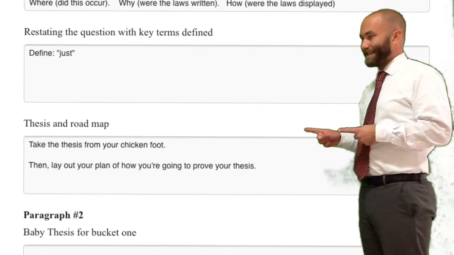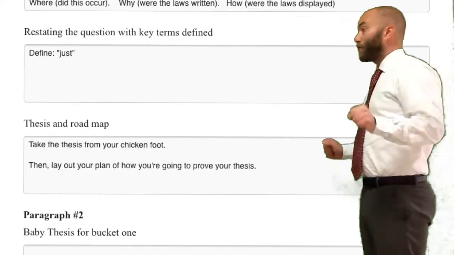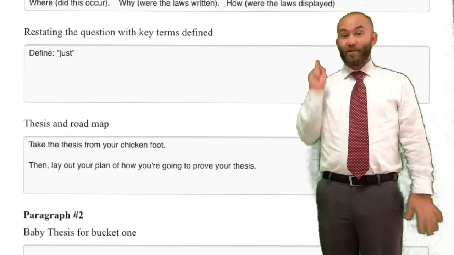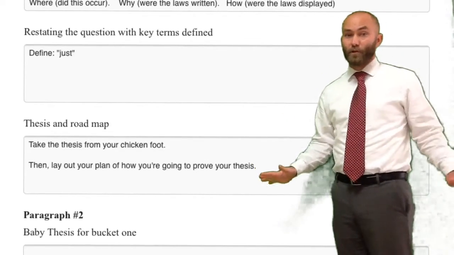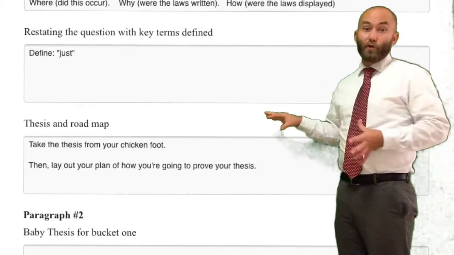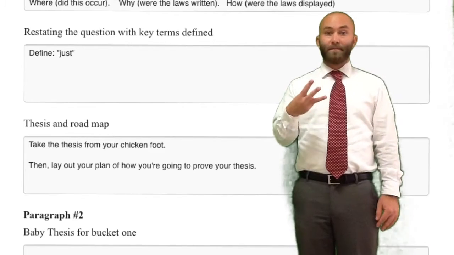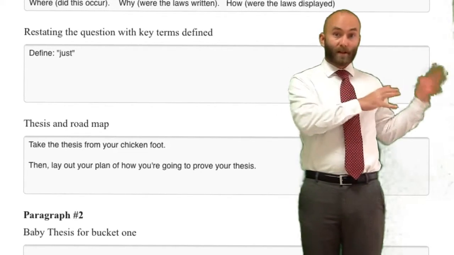Next part is this idea of the roadmap and the thesis. Now, you've already written your thesis, it's on your chicken foot, so you're turning it into one sentence. Thesis is only going to be a one-sentence issue, all right? Next is your roadmap. Now, for your roadmap, it should be 3 sentences long. Each sentence should cover each one of the buckets.